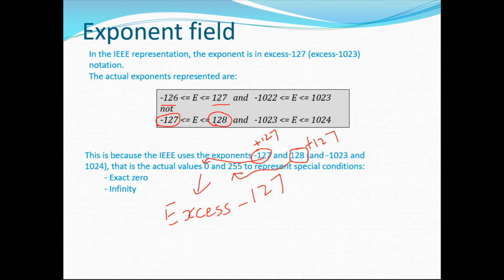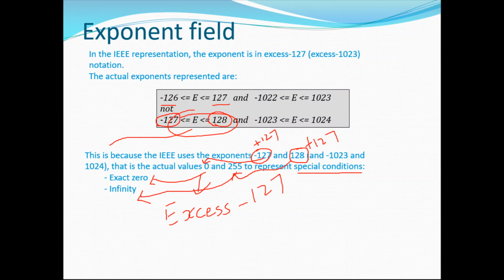So actual 0 and 255 are used to represent some special conditions. What are the special conditions? 0 is used to represent exact 0, and 255 is used to represent infinity. In mathematics, these are the things which we may have to represent. Then you may ask, in this range there is also a 0, so what will happen to that? That 0 is also represented in excess 127 notation.